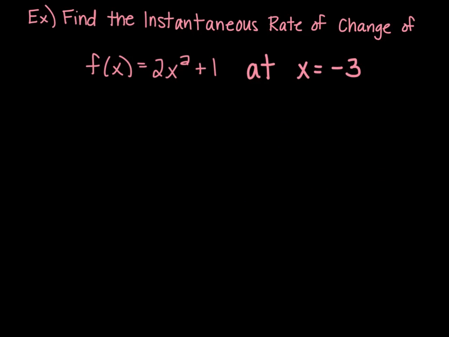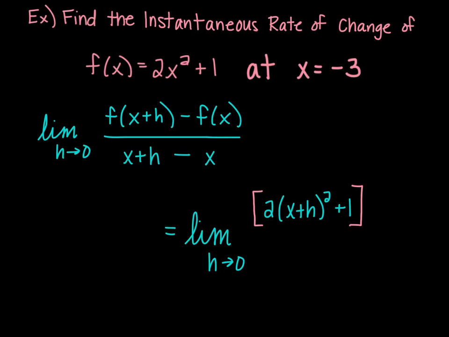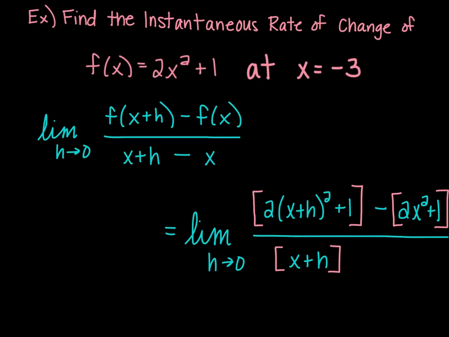So let's jump right in. We're going to find the instantaneous rate of change for the function 2x squared plus 1 at the point x equals -3. Remember, we want to find the limit as the distance between this x value and this x value goes to 0, so in other words, h goes to 0, of this slope formula for our 2 arbitrary points. So we will do the limit as h approaches 0 of f of x plus h minus f of x all over x plus h minus x.